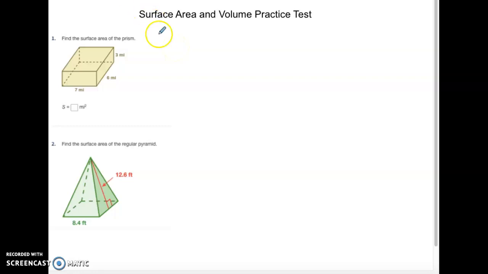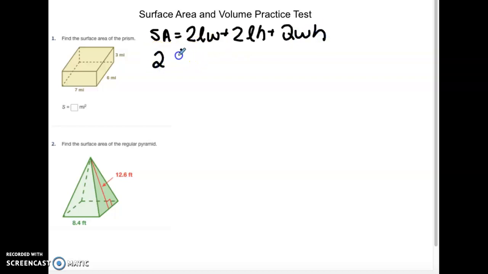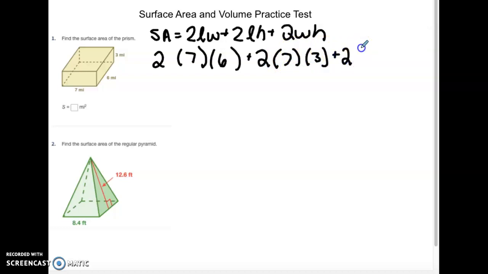So number one is to find the surface area of the prism. I'm going to use the formula for this. So that's 2 times length times width plus 2 times length times height plus 2 times width times height. Okay, so let's plug in. Length is 7 and width is 6. Again, length 7, height is 3, width is 6, height is 3. Put it in the calculator, we get 162 miles squared. Remember, area is always squared.